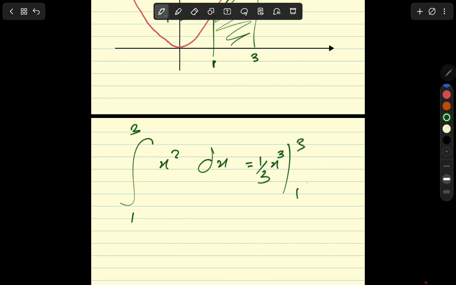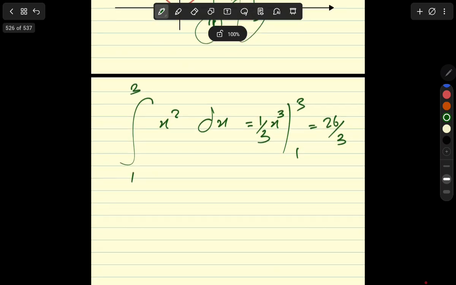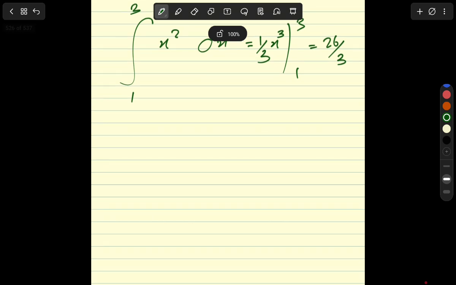We put the limits 3 and 1, and the answer is going to become 26 upon 3, like we saw earlier, right? So notice something: it's the exact same calculation from part 1, but now we know what the answer represents. It represents the area under the curve and above the x-axis, between the limits 1 and 3. It isn't just a number, it's an area. Okay, now what's the biggest Cambridge trap here?